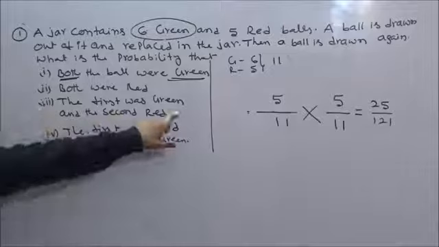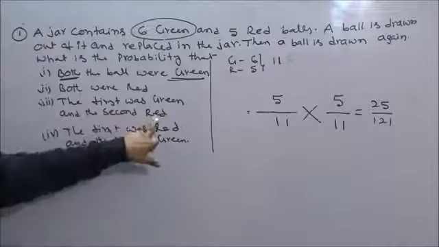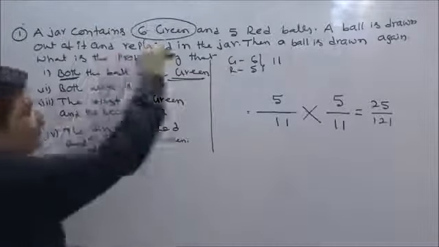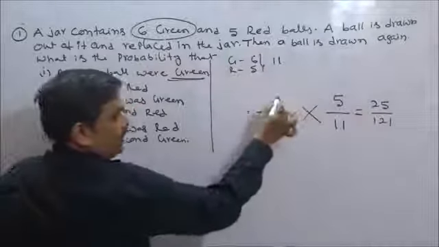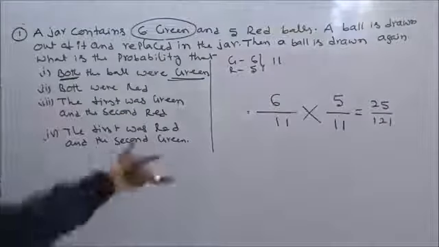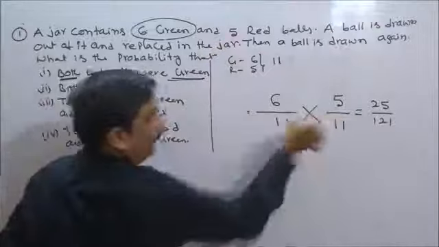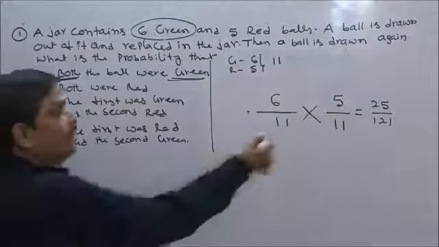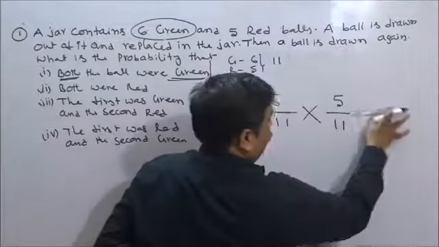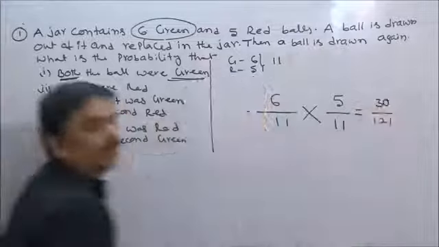The first was green and the second was red. Very simple one. First was green. Now you can do this question very easily. 6 by 11. And next thing should be red. That should be 5 by 11. Now it should be taken as 30 by 121.